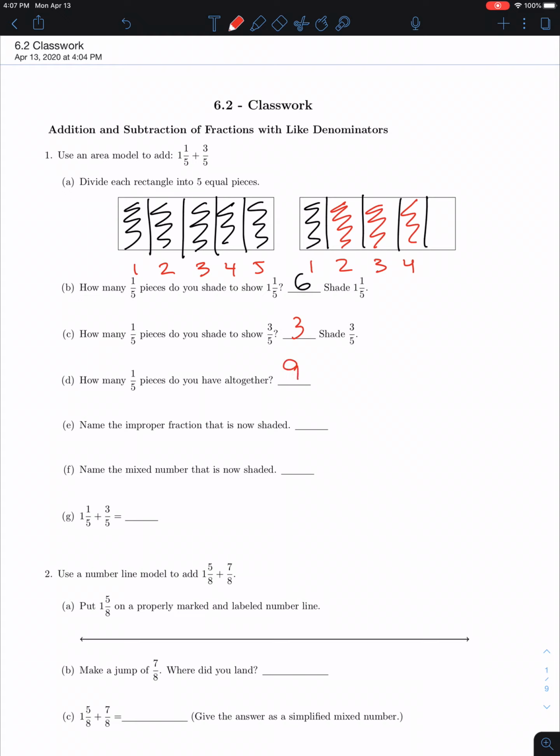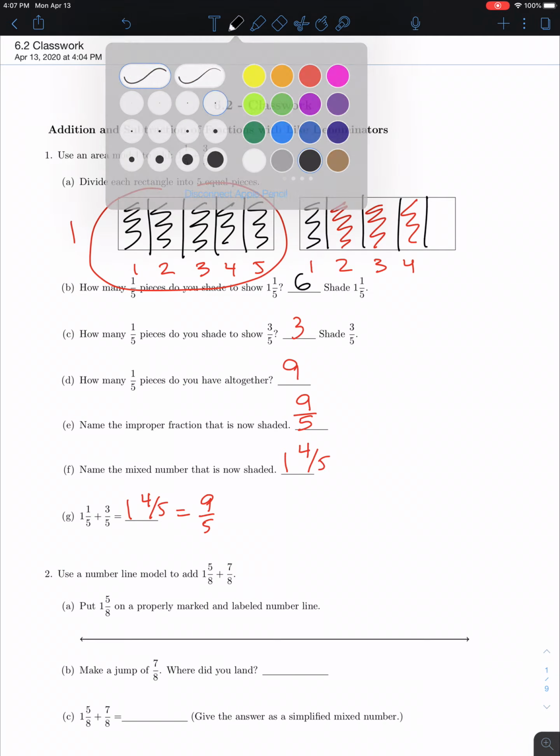As an improper fraction, this would look like 9 over 5. To write it as a mixed number, we've got one whole here, and then 4 out of 5 for the other one. So we'd get 1 4/5. Finally, our answer would be 1 4/5 or 9/5, depending on how they wanted the answer to look. All right, very good, good job.